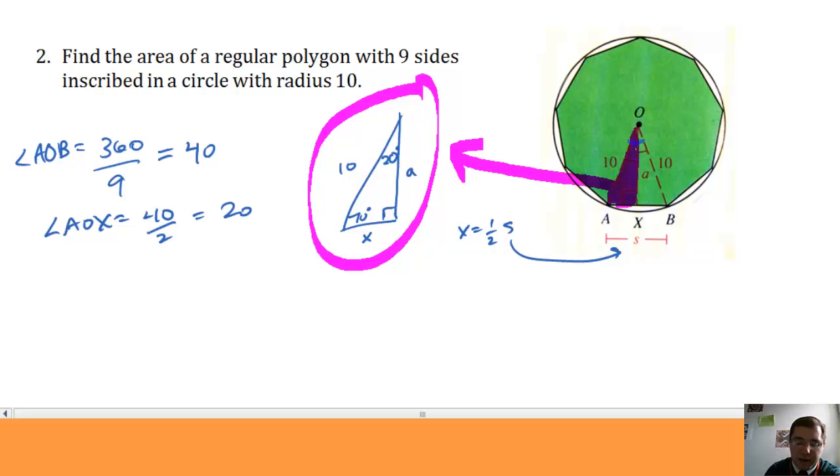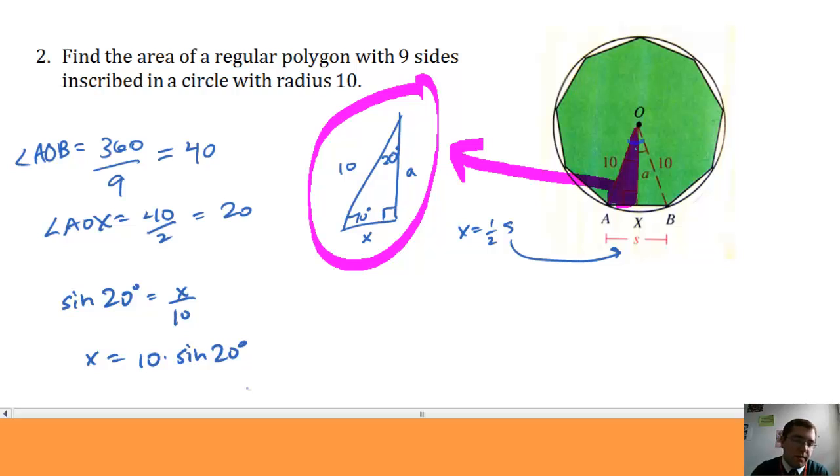So if I want to find x, I know the hypotenuse, so I'm going to use either sine or cosine. If I'm going to find x, one way I could do it is to use the sine of 20 degrees and say that that is x over 10, the opposite over the hypotenuse. So x is going to be 10 times the sine of 20 degrees. So let's find the sine of 20 degrees and multiply it by 10.